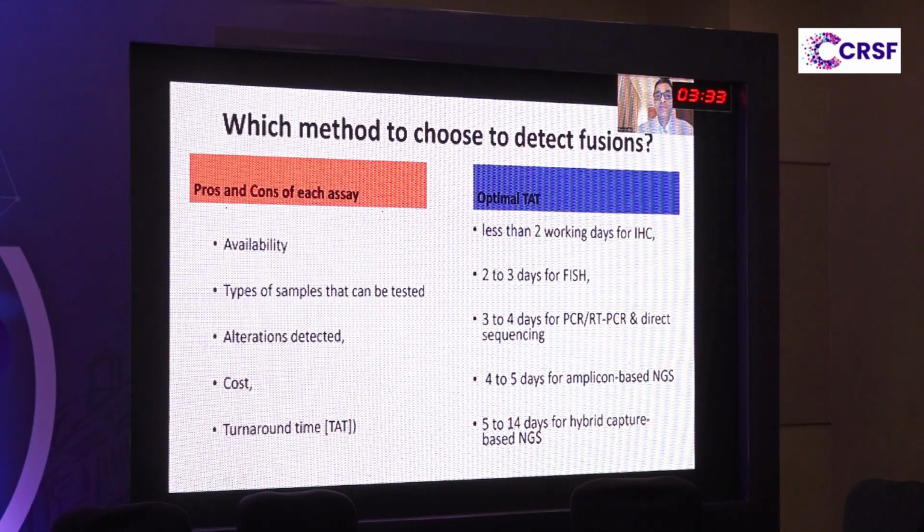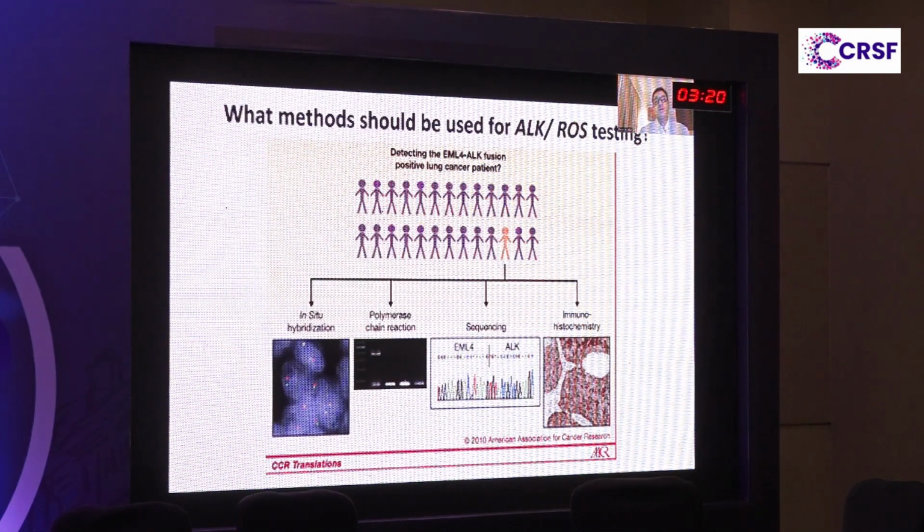So these are just a few recommendations for the turnaround time, which we as laboratory persons should keep in mind if you're using these various assays in your routine practice, right from the IHC to the various NGS based assays. About ALK and ROS, which are some of the common alterations, the FISH and IHCs are commonly used for the testing of these, and PCR based assays are not recommended.